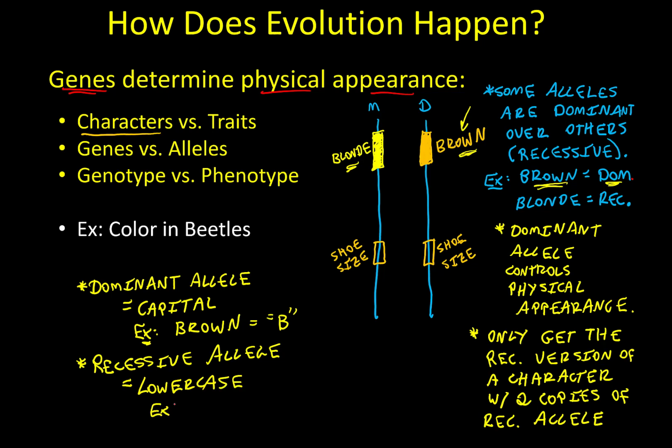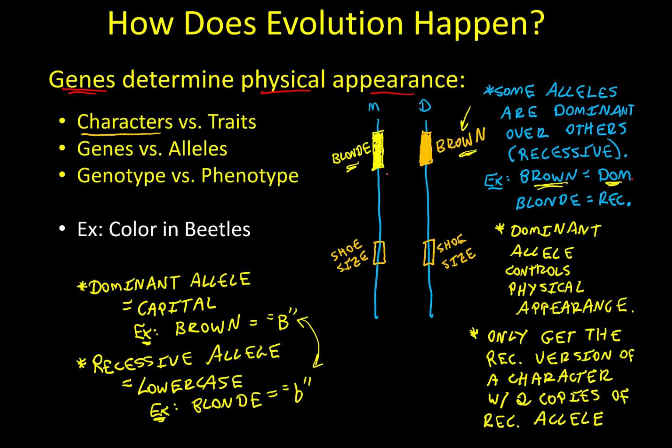So for example, blonde would be a lowercase letter, and in this case it would be a lowercase b, to make it very clear that these are two versions of the same character. We're talking hair color in both cases.